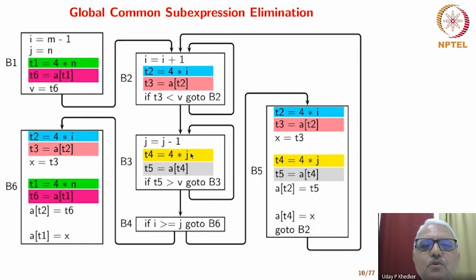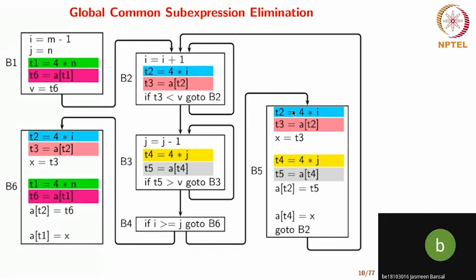So would someone like to tell me specifically about this 4 star i? There is an occurrence of 4 star i in B2, and there is an occurrence of 4 star i in B5. Do you feel that the occurrence in B5 is redundant? Can anyone express an opinion? Someone please say something.